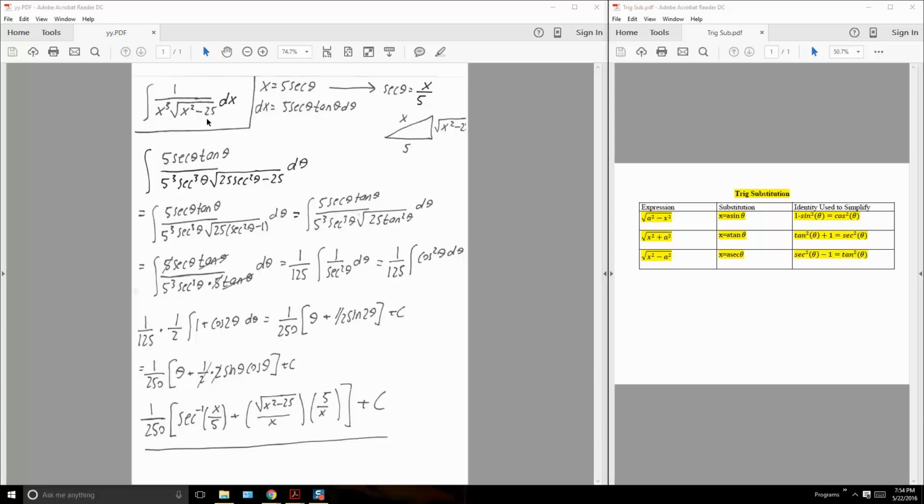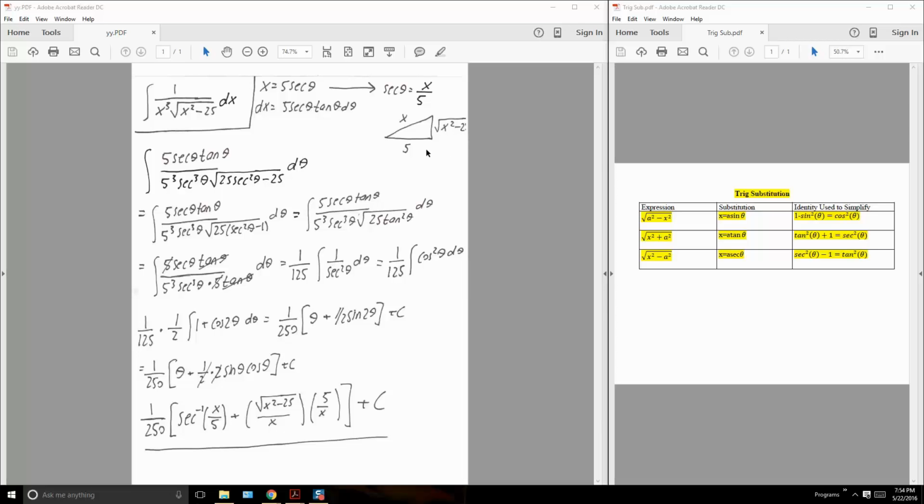So we will say that x equals 5 secant theta. So dx is going to be 5 secant theta tan theta. And if we rearrange this, we can say that secant theta is equal to x divided by 5. We know that secant is hypotenuse divided by adjacent, so hypotenuse is going to be x, adjacent is going to be 5. And since it's a right triangle, we know this side will be the square root of x squared minus 25.